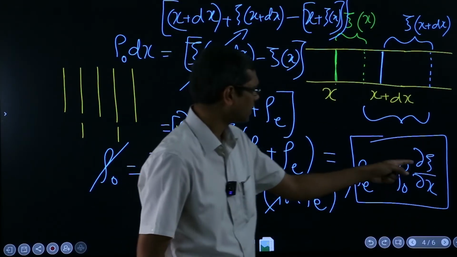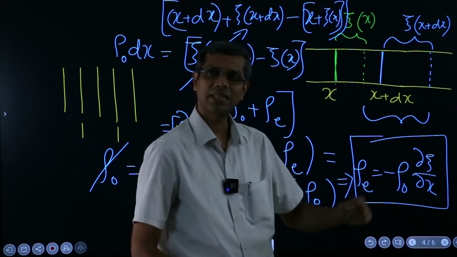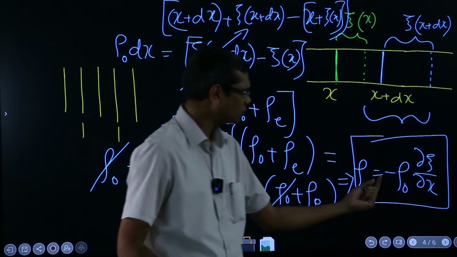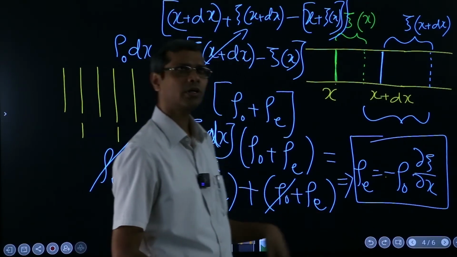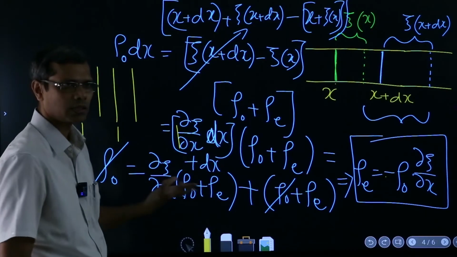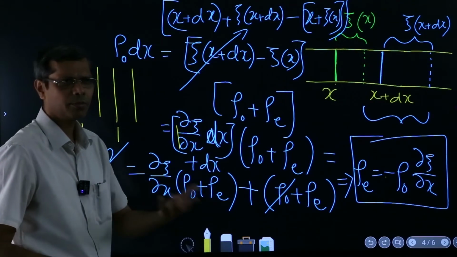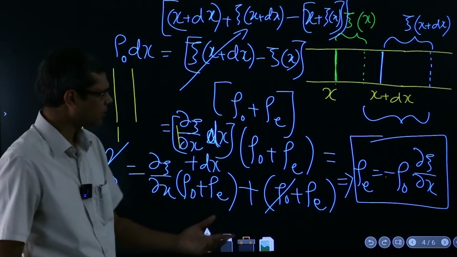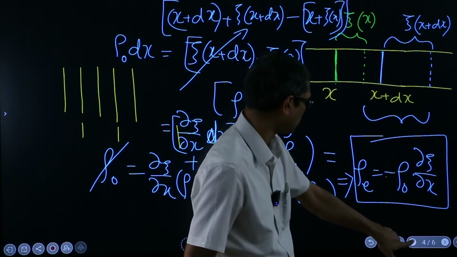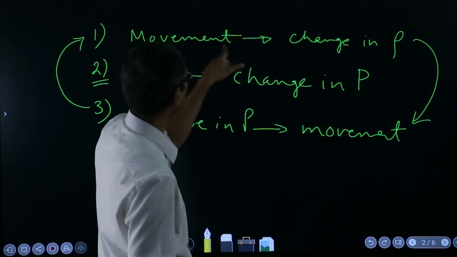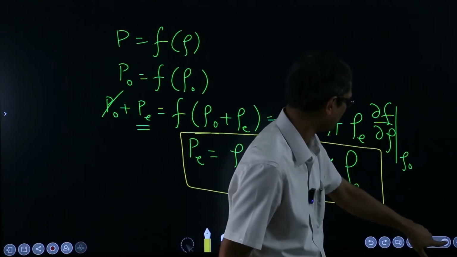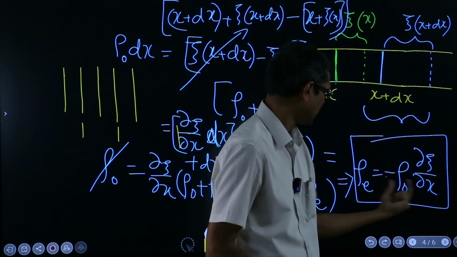And if the displacement is increasing as we move in the positive direction, then the density decreases. So that is why this is negative. And this rho naught is telling that it will also be proportional to the initial density. Whatever is initially available, it will be proportional to that. So movement changes density. This is the relationship.